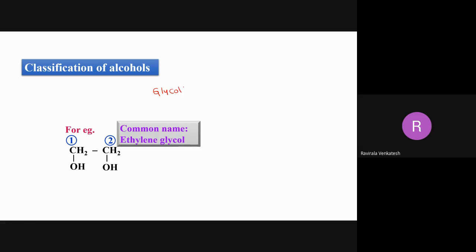Glycol generally we call it. If you have two OH groups, not only with two carbons, but with 3 carbons also, it is called glycols only. Having 2 OH groups, you have to call it glycol, right? If any molecule has 2 OH groups, simply call that one a glycol. Ethylene glycol means you are having 2 carbons, and one more thing, the 2 OH groups must be on adjacent carbons.